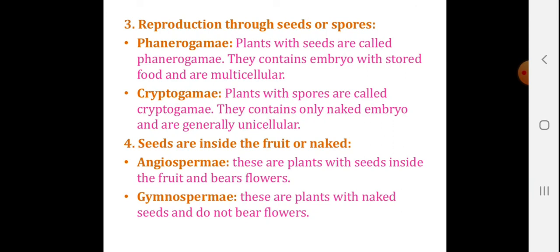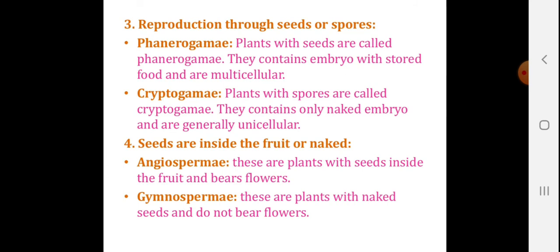Now, Phanerogamy, the plants with seeds, are called Phanerogamy. They contain an embryo with stored food and they are always multicellular. Cryptogamy, the plants with spores, are called Cryptogamy. They contain only a naked embryo and are generally unicellular. Seeds are inside the fruit or naked.